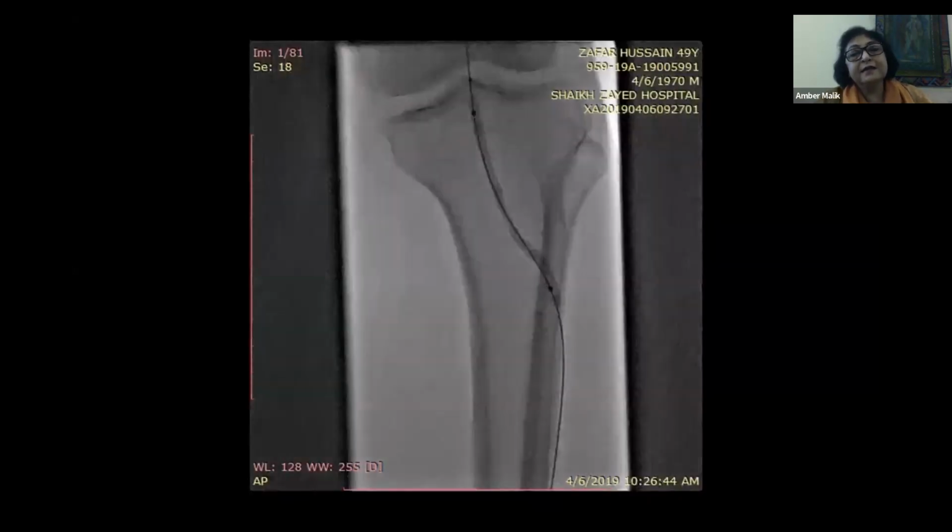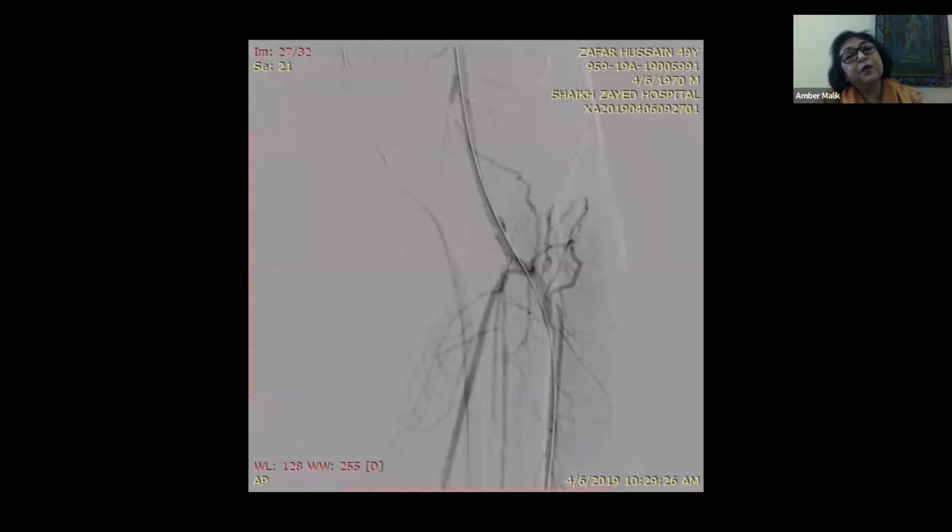So next. This is what we got. There is a little bit of dissection that you can see, but we thought we got a reasonable result. We can see some tibials.